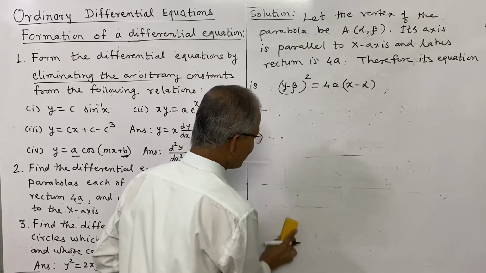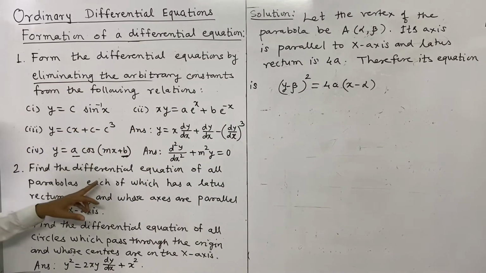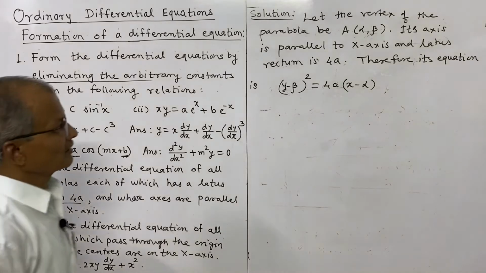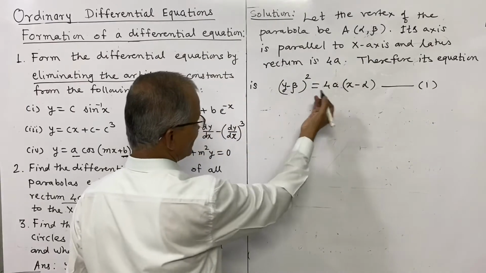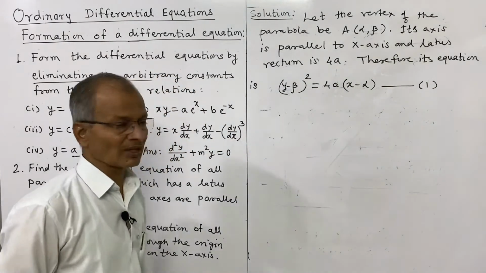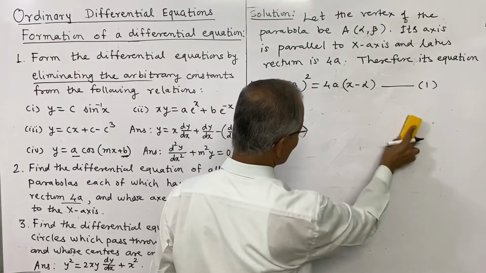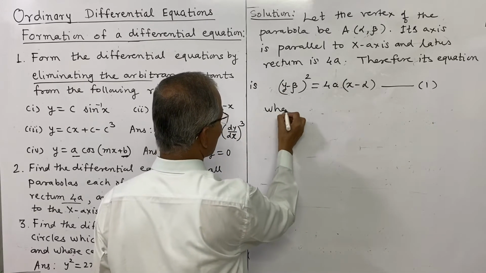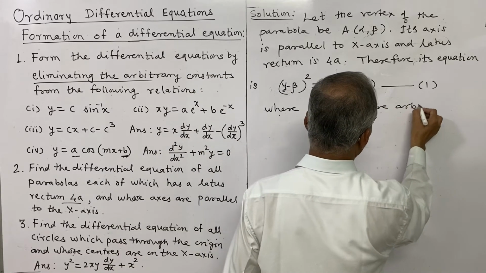So what is the difference between the earlier problem and this problem? Here the relation is not given, we have to write the relation. Using some standard from geometry, we have to write the equation of the parabola, and that is this one. So we suppose this as 1, where alpha and beta are arbitrary. The point can be changed anywhere on the line which is parallel to the x-axis. Alpha and beta are arbitrary constants.